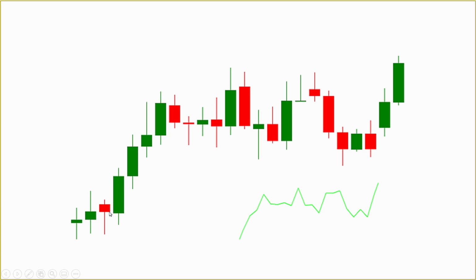And then you can see here, it closed here, opened right here. Perhaps it went up all the way to this high of the wick, then went down to the low, and then went up again to the close here. I think you get the memo.